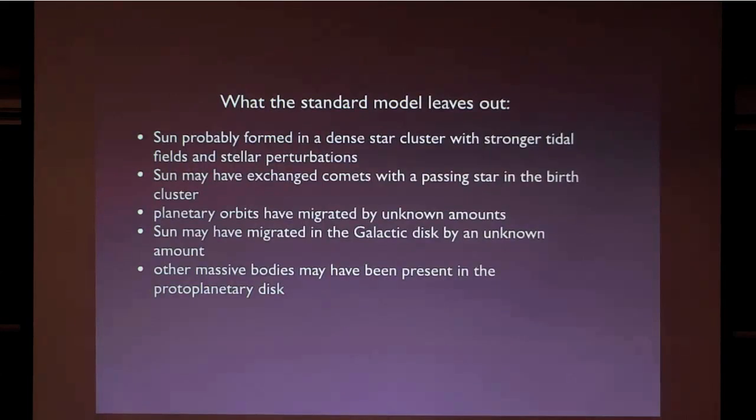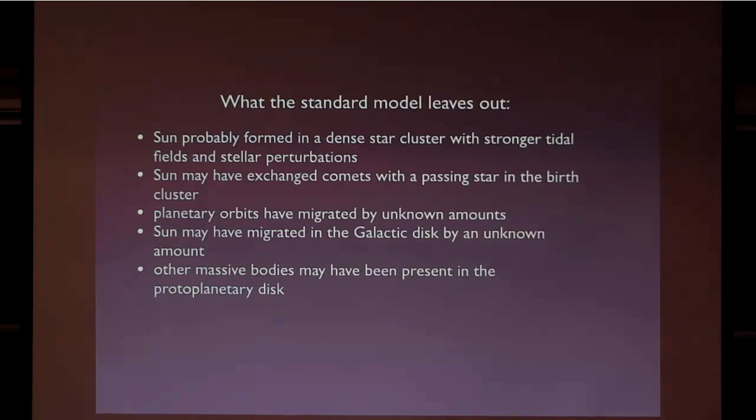Despite the success of this model, it leaves a number of things out. It leaves out the fact that the sun probably formed in a dense star cluster. It might have exchanged comets with other stars in the cluster. It leaves out the fact that we don't really know how much the planetary orbits have migrated. We don't really know how much the sun has migrated in the galactic disk, and so how typical the environment in the solar neighborhood is. And we don't know whether other massive bodies might have been present in the protoplanetary disk that were later ejected in the same way that the comets were.